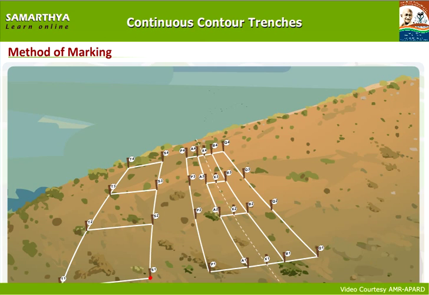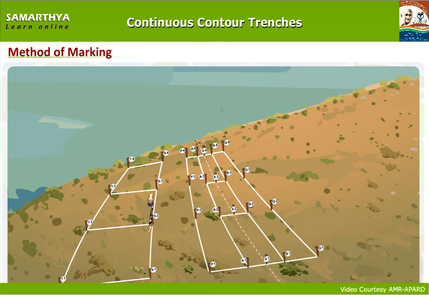The distance between S1, S2, S3, S4 and T1, T2, T3, T4 indicates the bottom width of the earthen bunds. The marking should continue around the hill.